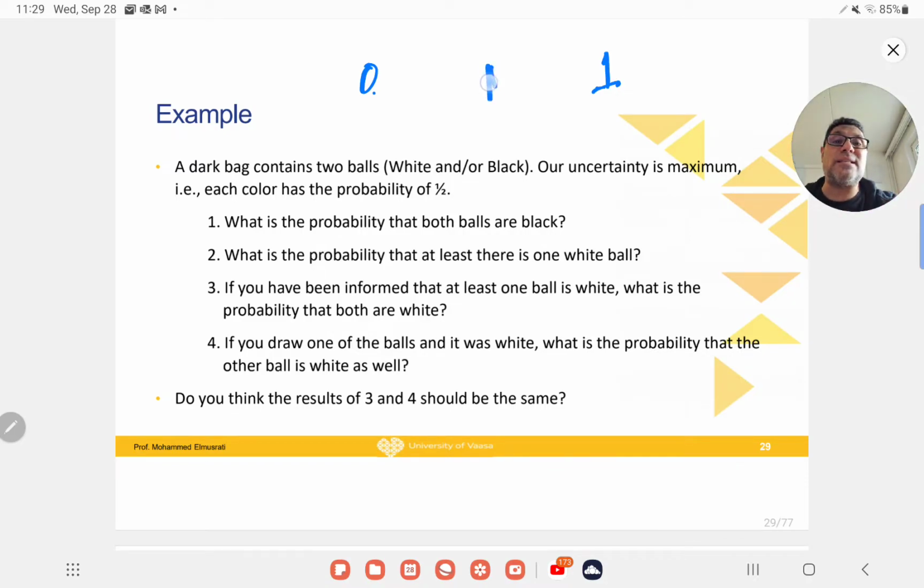So the maximum is in between. So it is at 0.5. Okay. Now, what is the probability that both balls are black? What is the probability that at least there is one white ball?